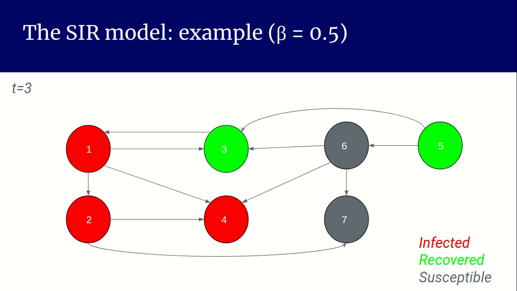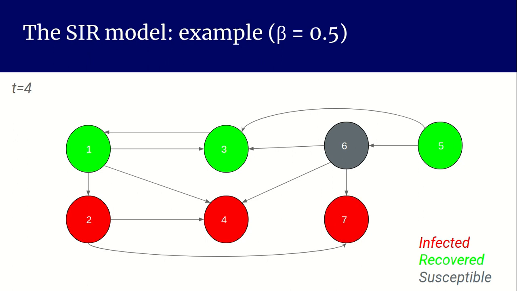And 4 becomes infected at the end of this time step. So 1 and 4, 2 and 4 become infected. And at the end of this time step, node 1 will recover. So it will become a green node.